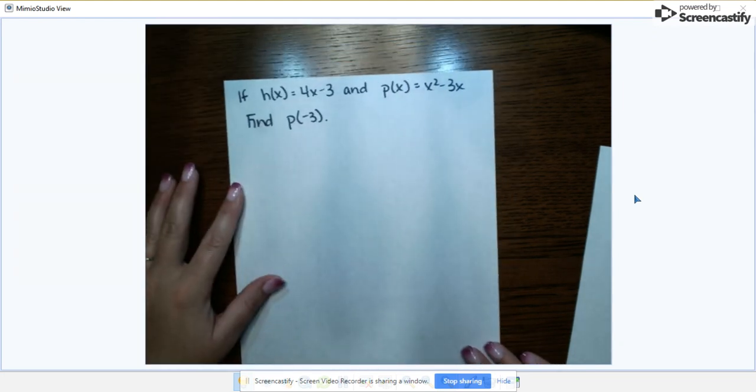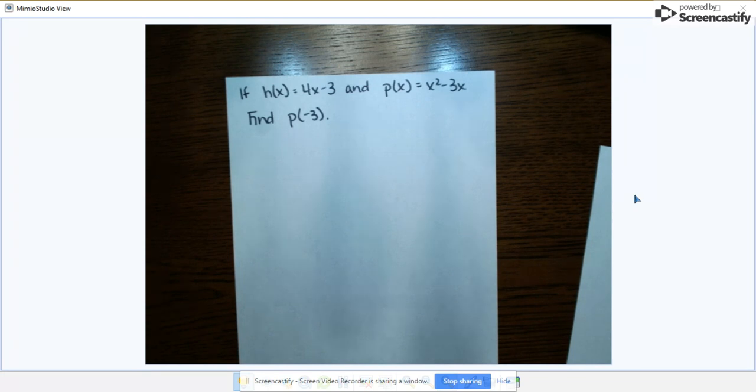Okay, here are two functions. h of x is 4x minus 3. p of x is x squared minus 3x. I would like you guys to find p of -3.